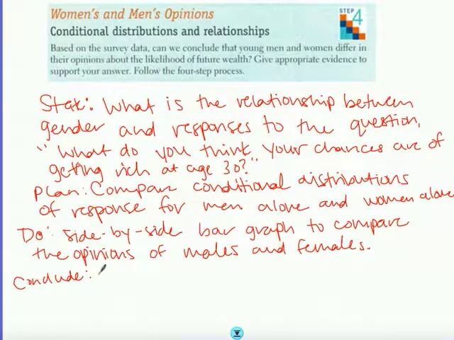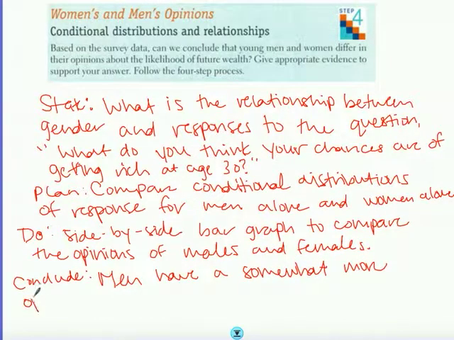So it appears, if we were going to say this again, we might say men have a somewhat more optimistic outlook on getting rich than women.